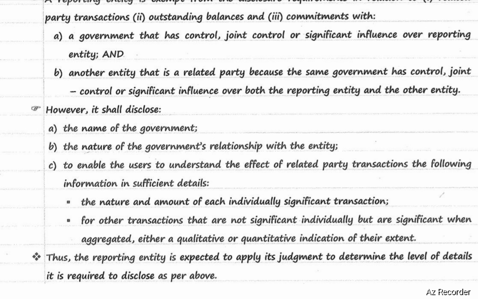The following information in sufficient detail should be disclosed: the nature and the amount of each individual significant transaction. For other transactions that are not significant individually but are significant when aggregated, either a qualitative or quantitative indication of their extent should be disclosed. Thus, the reporting entity is expected to apply its judgment to determine the level of detail it is required to disclose as per above.